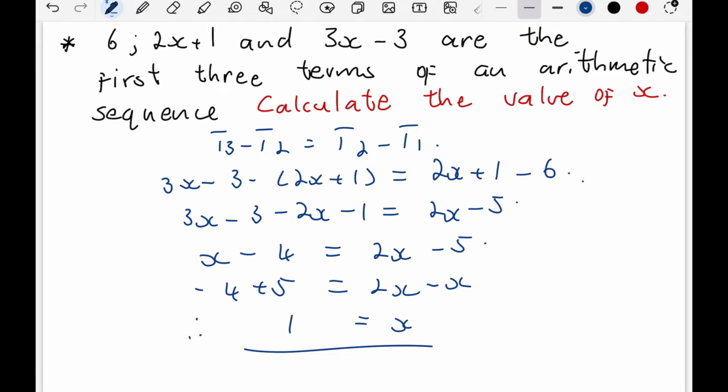We were able to solve for x because we were told that this is an arithmetic sequence, and we know that in arithmetic sequences consecutive terms have the same difference. In other words, term 3 minus term 2 is equal to term 2 minus term 1.